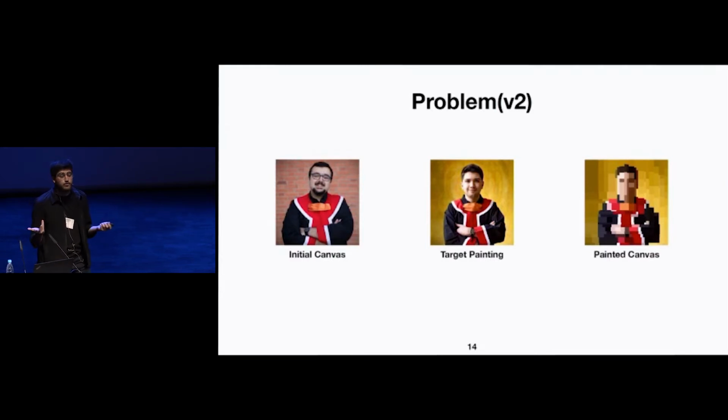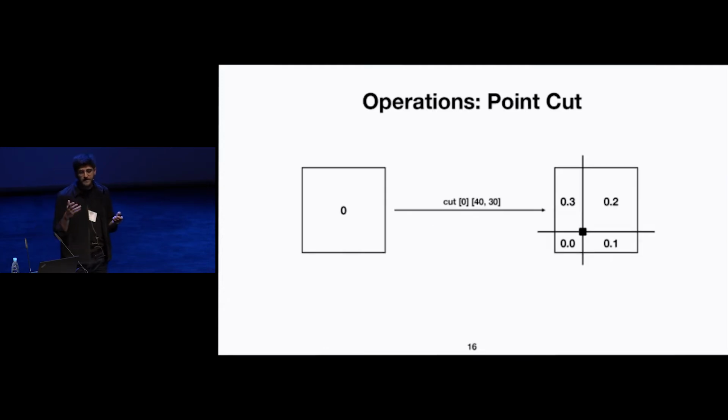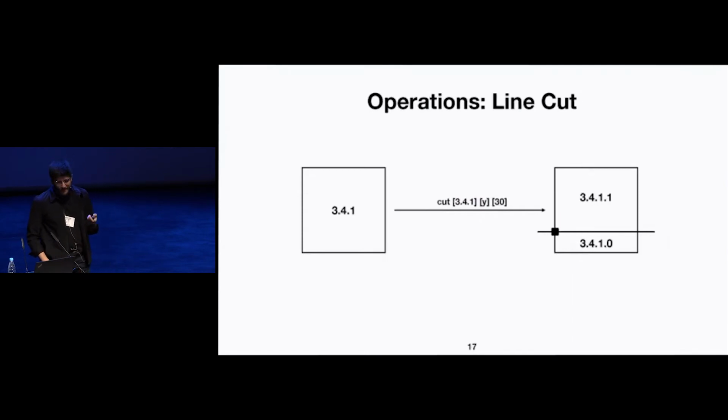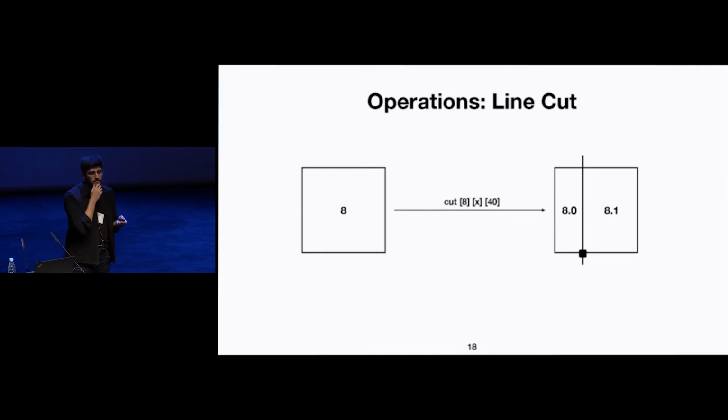So we are talking about coloring. How do we do it, right? There are a set of operations and instructions that are provided for the participants. The first one is the point cut. You pick a point somewhere on the canvas, and you cut it into four rectangles from that point. And the second one is the line cut, which could be either horizontal or vertical. There are small details there with the block IDs and numbering, but they're not really important.